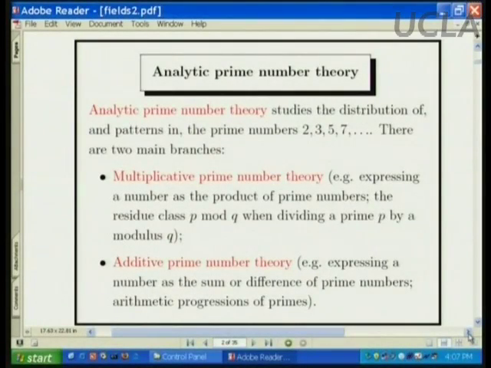What Ben and I do is mostly on the additive side, but just for reasons of analogy, I wanted to describe also the multiplicative side of the subject. Multiplicative theory is a theory of how to express a number as the product of prime numbers. Like how many prime numbers are in the product of a given number, or if you divide a number by a prime, what kind of residue class do you get? For example, if you divide a prime by 10 and look at the remainder, so the last digit of a prime, what does it look like? That's a question of multiplicative prime number theory.